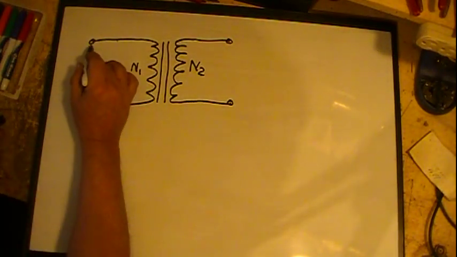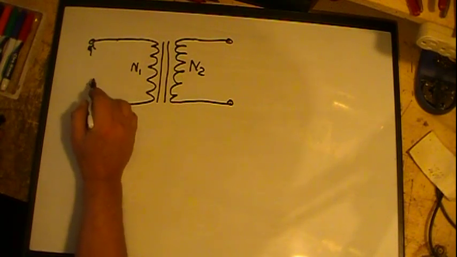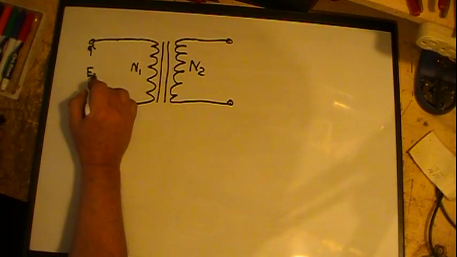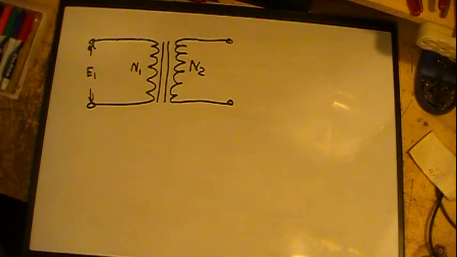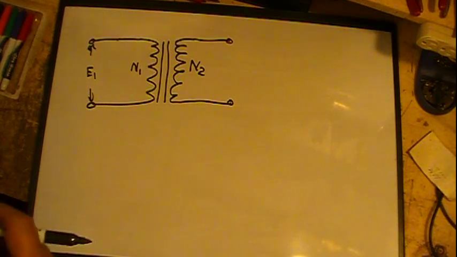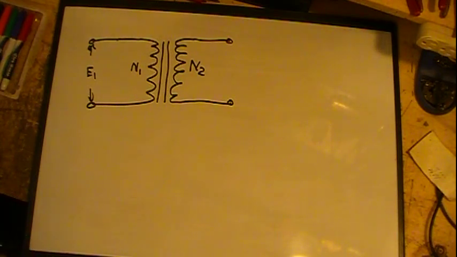We apply a voltage to the input, or the primary. We'll call that E1. If you want, you can use V1 if you're writing notes. But E is a standard nomenclature for voltage. It stands for electromotive force. I have discussed this a little bit before, and in a later video I'll discuss it a little deeper.